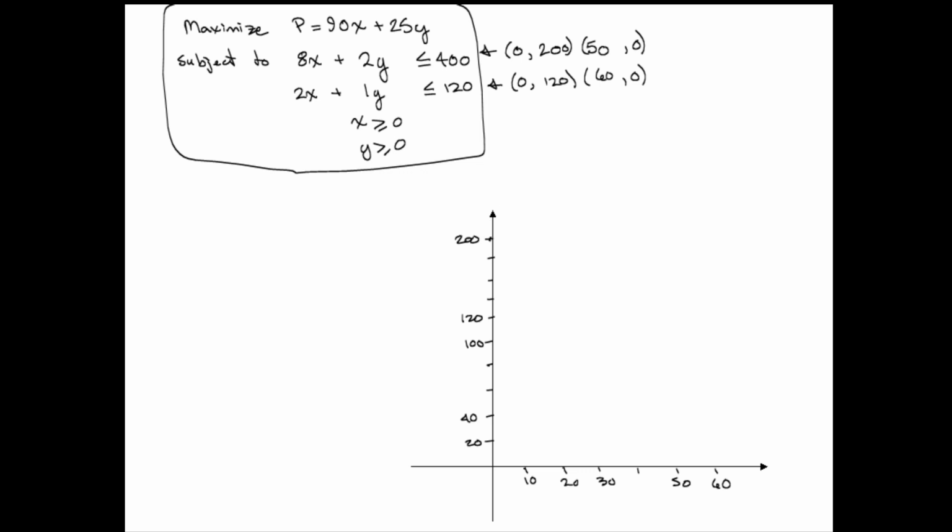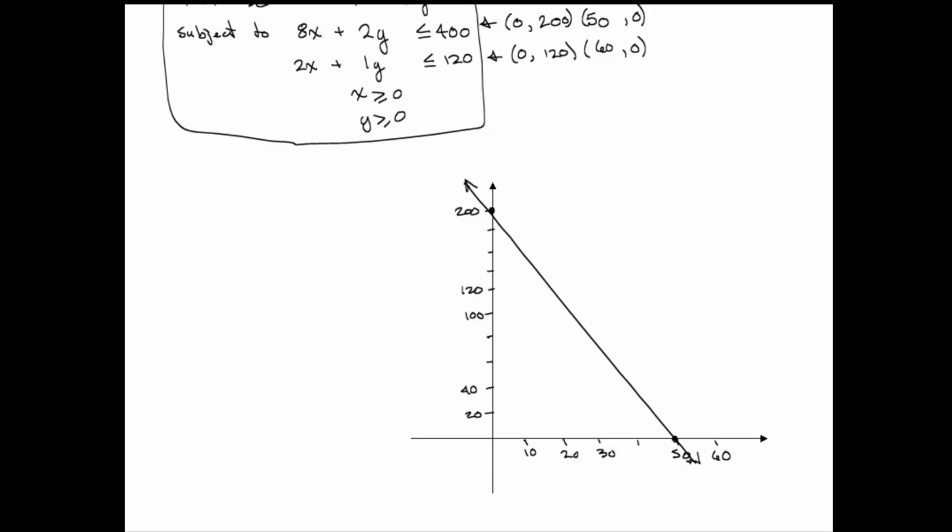So the first line, we go through 0, 200, and then 50, 0. So we use our straight edge and draw our line. Don't forget to label it. So 8x plus 2y is equal to 400. Then we have 0, 120, 60, 0.